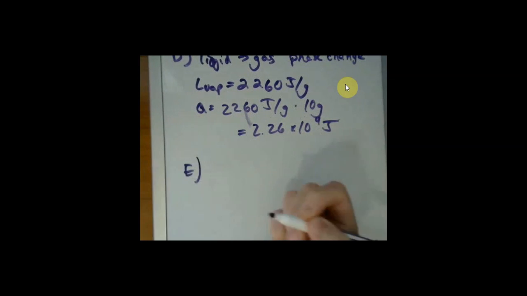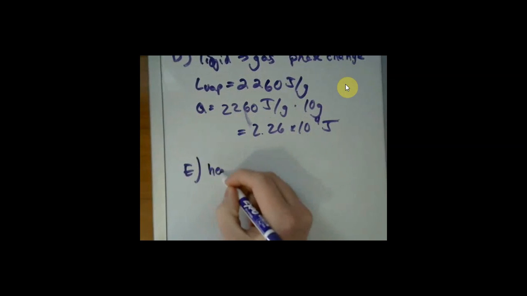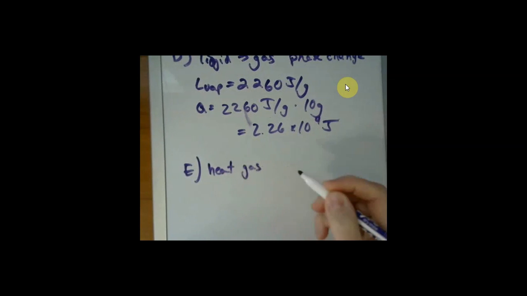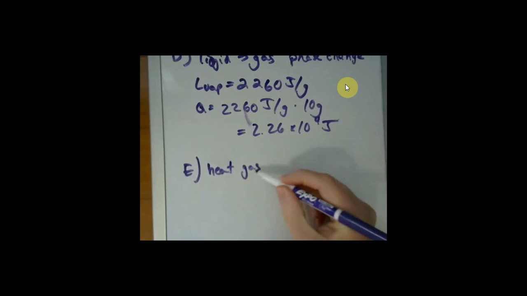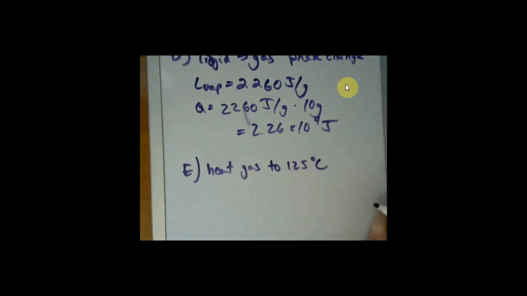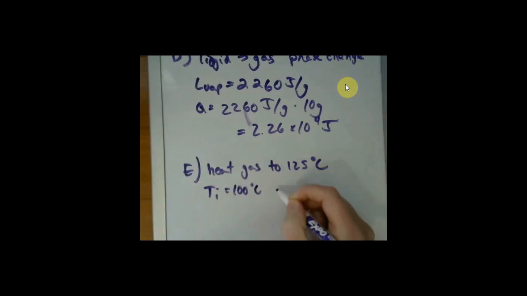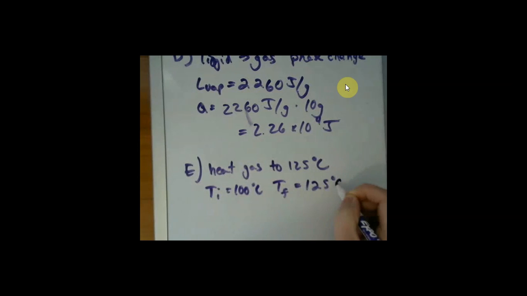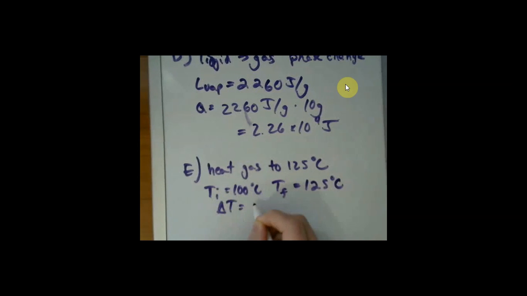And then finally, for letter E, this is where we're going to heat our gaseous water vapor, water gas, to 125 degrees C. So we have a temperature initial, 100 degrees C, temperature final, 125 degrees C, change in temperature, 25 degrees C. Again, we plug it in.